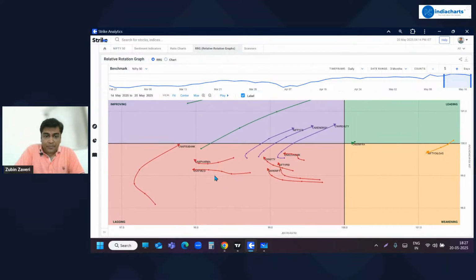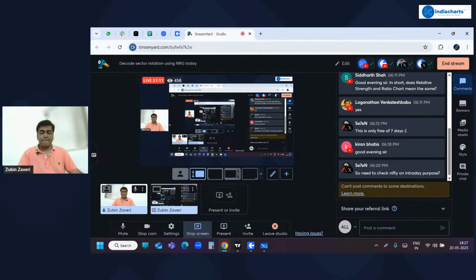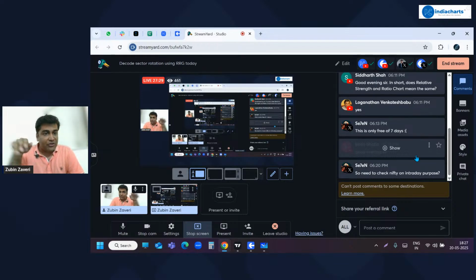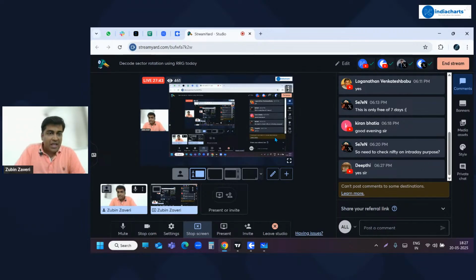Give me a quick confirmation if it is clear, then I'll move ahead. I hope this is clear, right? We'll understand this on the daily time frame chart first, and then we will redo it on the weekly time frame, monthly time frame, and on the hourly time frame also. Great, thank you, Deepthi, for your confirmation. Yeah, let's move ahead.